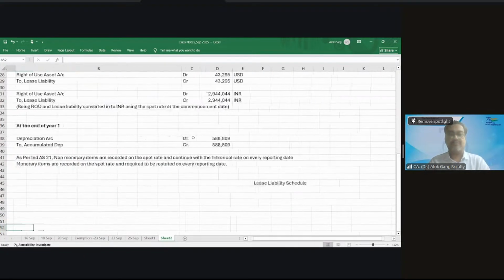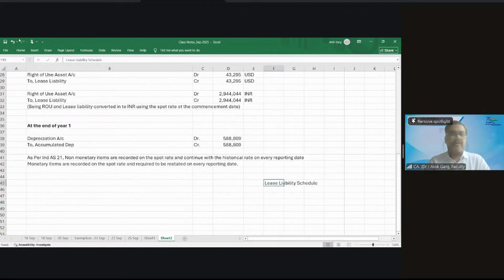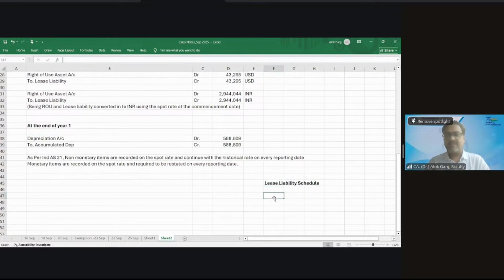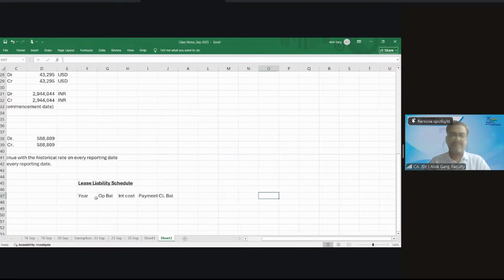Lease liability schedule. And how can I prepare this lease liability schedule? Now you guys have become experts on this. Year, then opening balance, then interest cost, then payment, then closing balance. Then closing balance becomes the opening balance of the next year. Yes. I love the way you guys have explained.